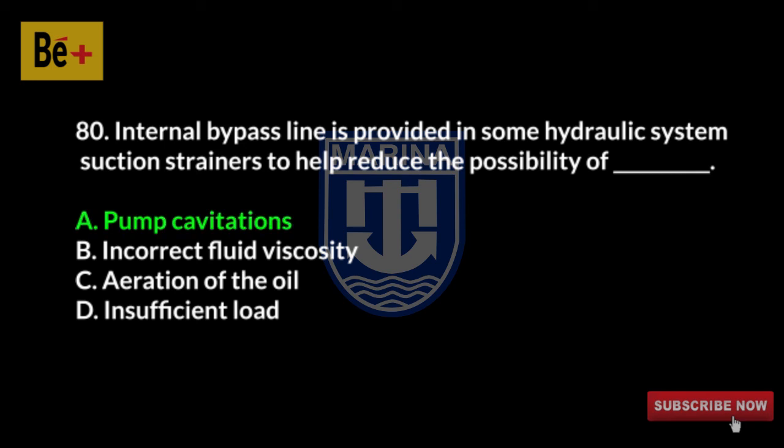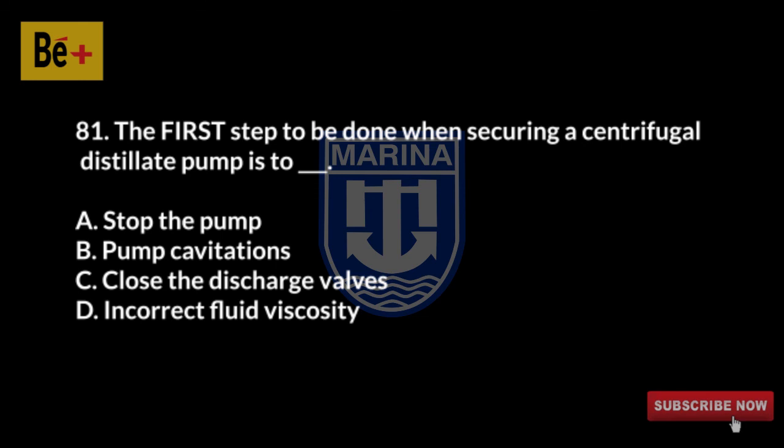The answer is A. Pump cavitation. The first step to be done when securing a centrifugal distillate pump is to: A. Stop the pump, B. Pump cavitation, C. Close the discharge valves, D. Incorrect fluid viscosity.